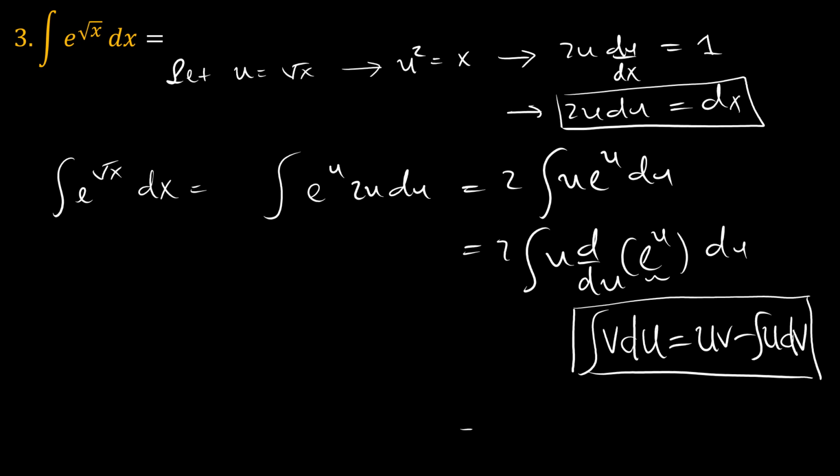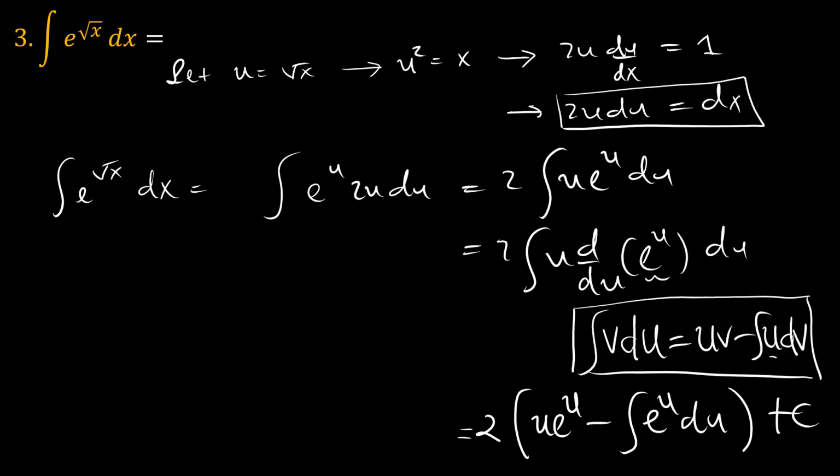In our instance here, u happens to be e to the u and v happens to be u. So in other words, we have 2 times the product of u and v, which is going to be u e to the u, minus the u is going to be e to the u. The derivative of v is u. The derivative of u with respect to u is 1. And so that is our integral, right?